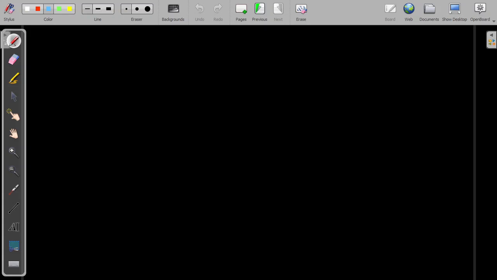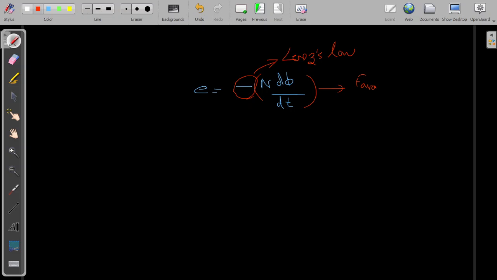or the mathematical representation of Lenz's law, or the whole of Lenz's law plus Faraday's laws of electromagnetic induction, can be written as E is equal to minus n d phi by dt, and this negative sign is our Lenz's law, and this is our Faraday's laws. That includes Faraday's law 1 and 2.